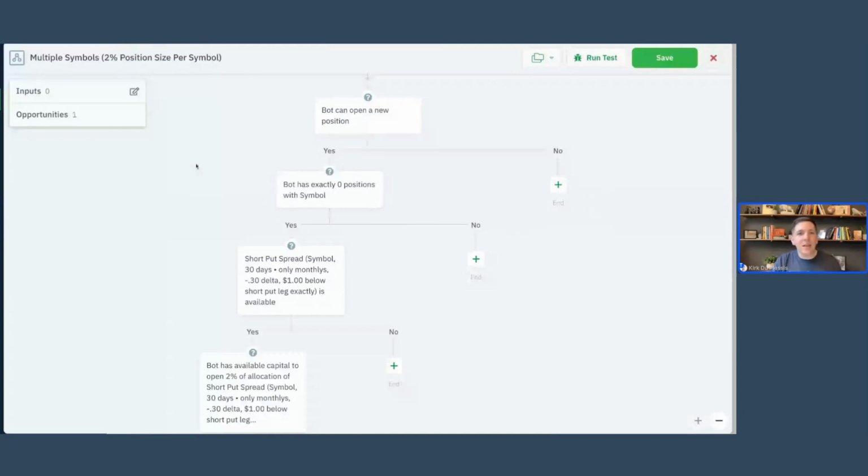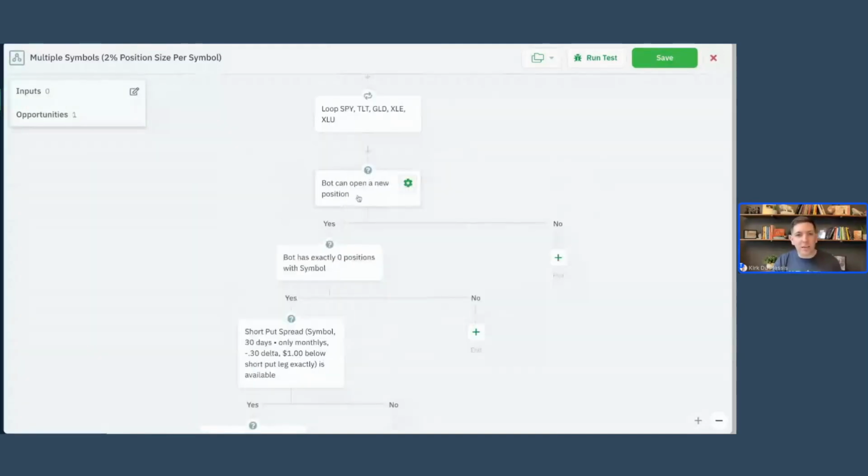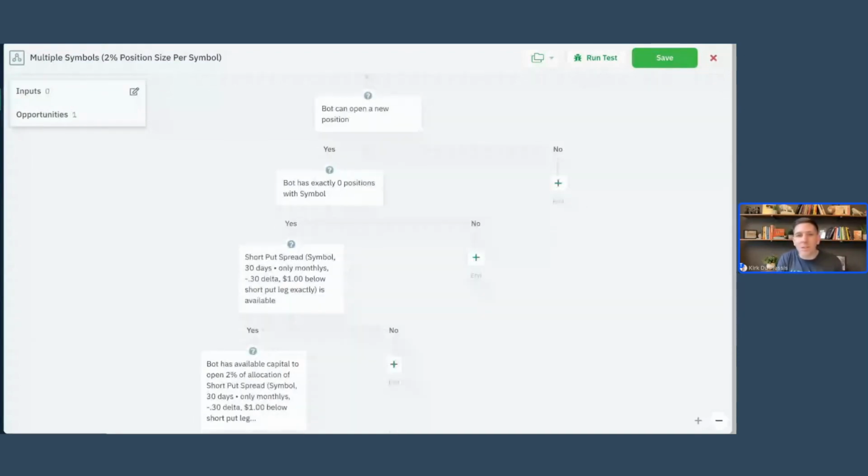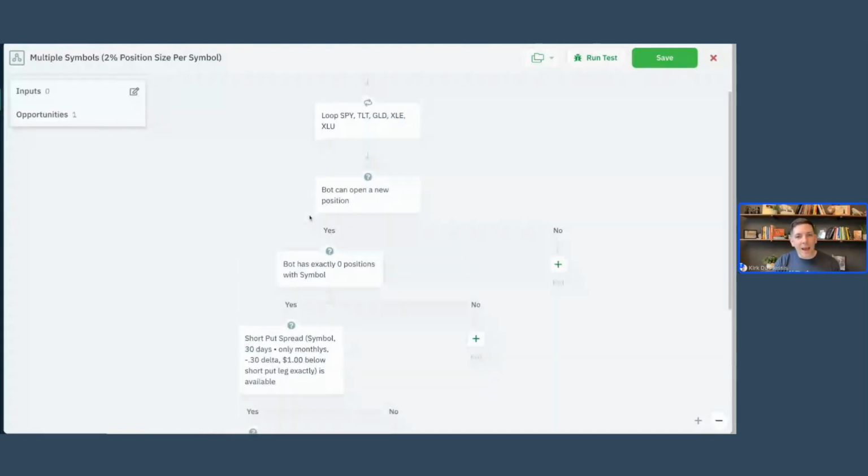Same logic applies. Can the bot open a new position? Yes. Great. The bot has capital, has not reached position limit, so it can open a new position. Does the bot have exactly 0 positions with that symbol? So what would happen if you have a position with SPY? It would go down, no. The bot does not have exactly 0 positions with SPY. The bot already has a position with SPY. So it would end here and wouldn't open a new position, and it would move on to TLT or whatever. So it's going to loop through all those.